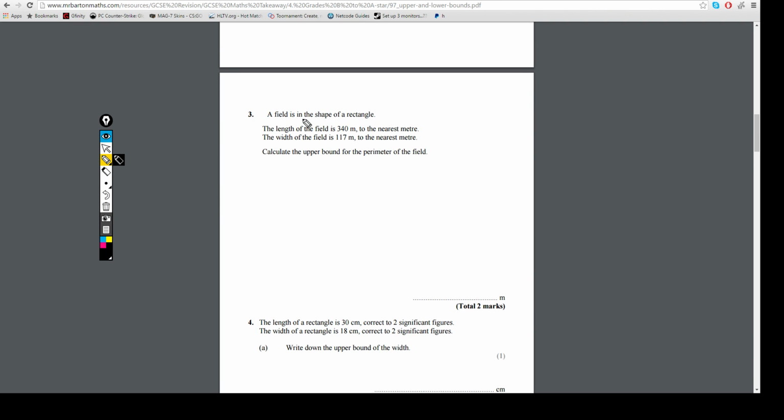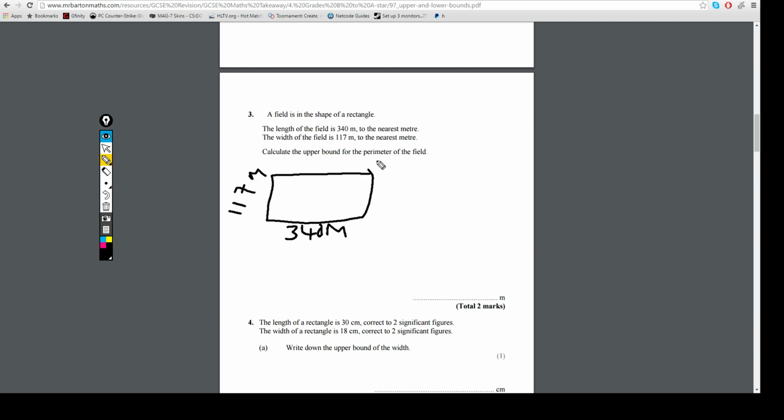A field is in the shape of a rectangle, right? So we've got to imagine this rectangle, and this is the field. The length of the field is 340 meters to the nearest meter. And we've got a width of 117 meters, so we've got 117 up here. We're going to calculate the upper bound of the perimeter of the field.